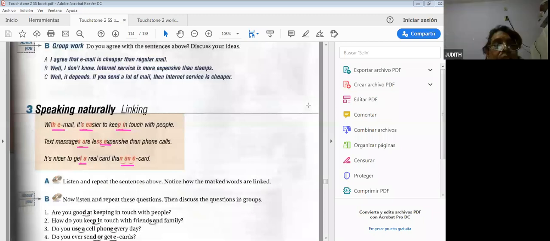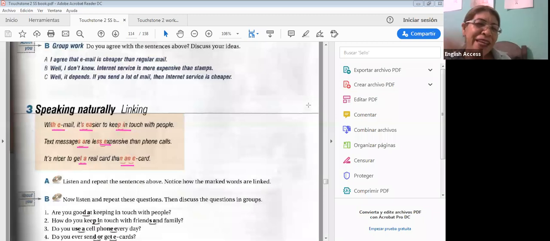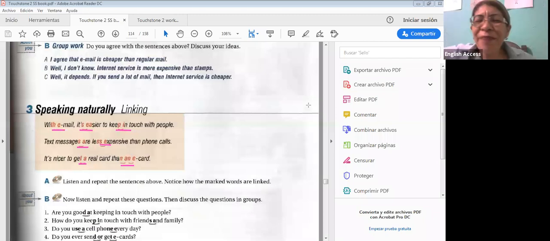Get a real card rather than an e-card. Now let's start from the beginning. With email, it's easier to keep in touch with people. Repeat. With email, it's easier to keep in touch with people. Once again. With email, it's easier to keep in touch with people.